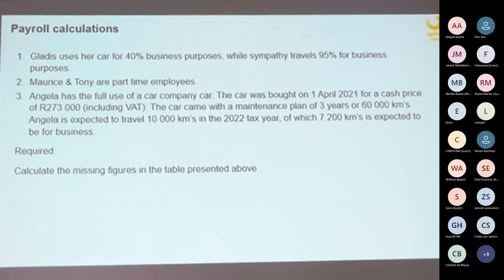Mishka, you have got the right idea, but your percentages are wrong. Varnaz, no. You're talking about the percentage that she will be taxed at, which is always called the 80-20 rule. That maintenance plan means how much percentage we have to use for working out the determined value. Everyone is right. It is 3.25% and not 3.5%. Okay. 3.25% and not 3.5%. Angela is expected to travel 10,000 kilometers in the 2022 tax year, of which 7,200 is expected to be for business purposes.